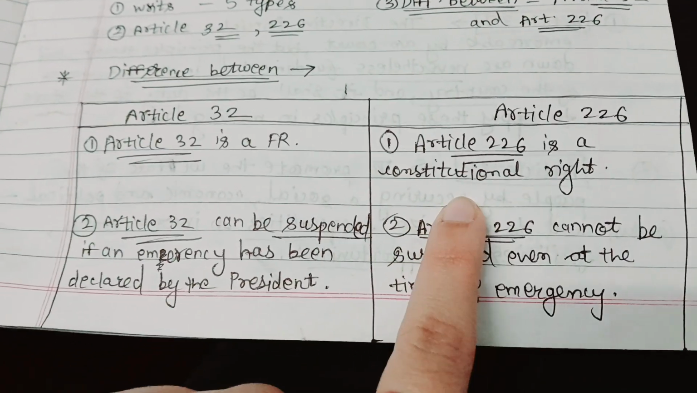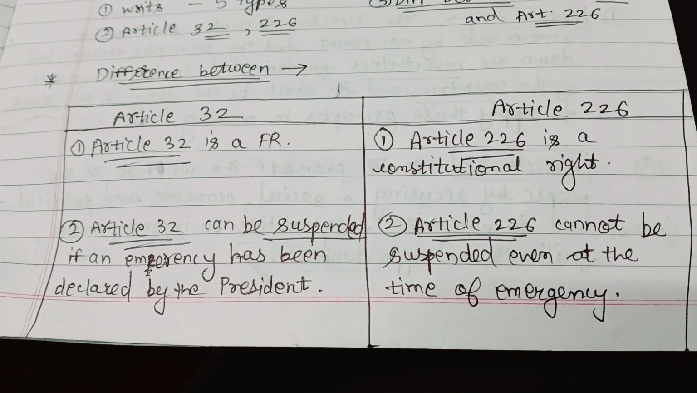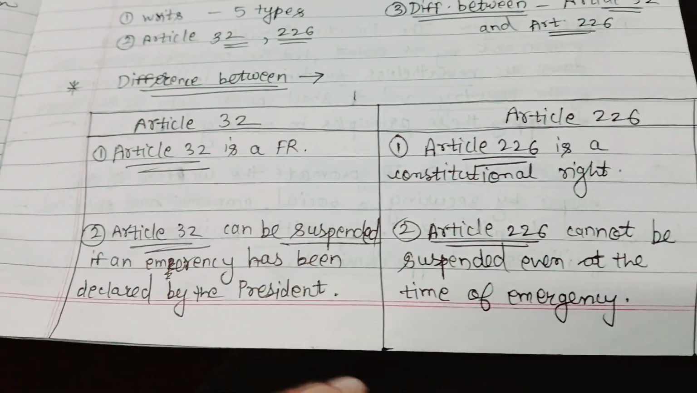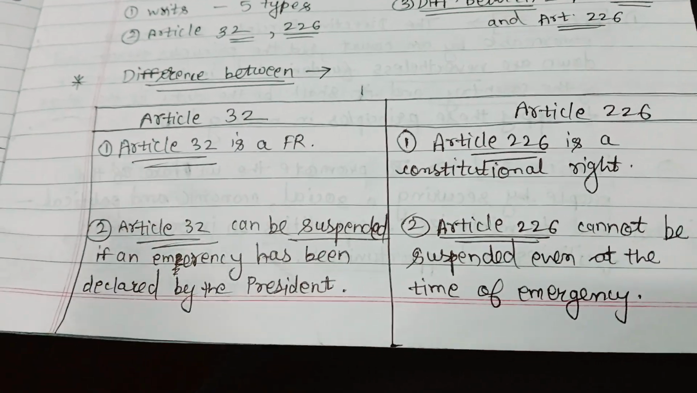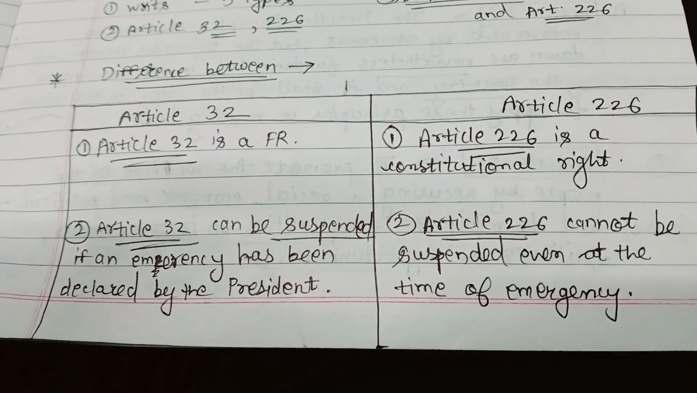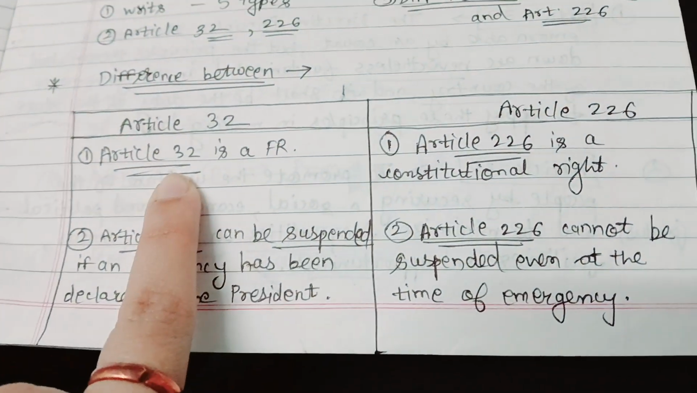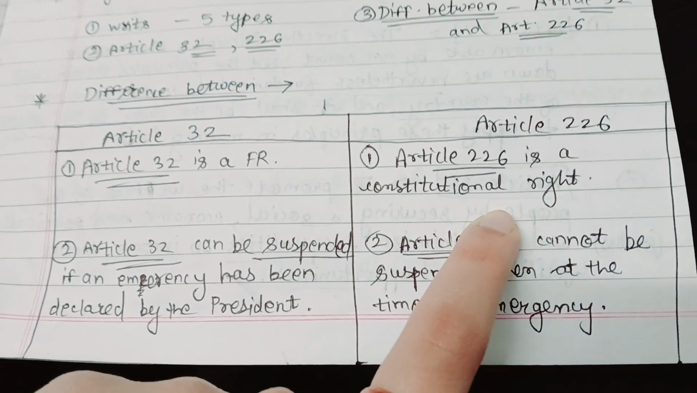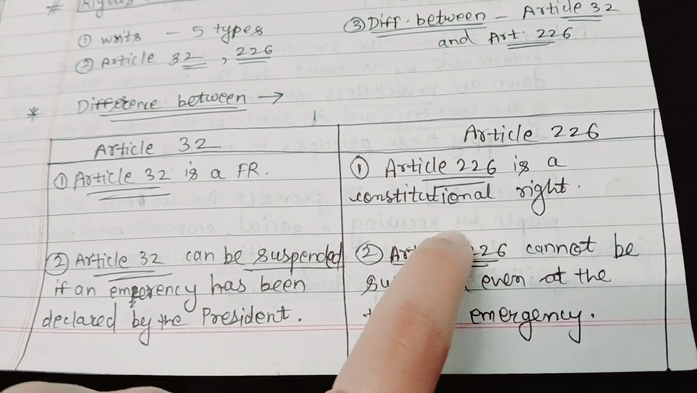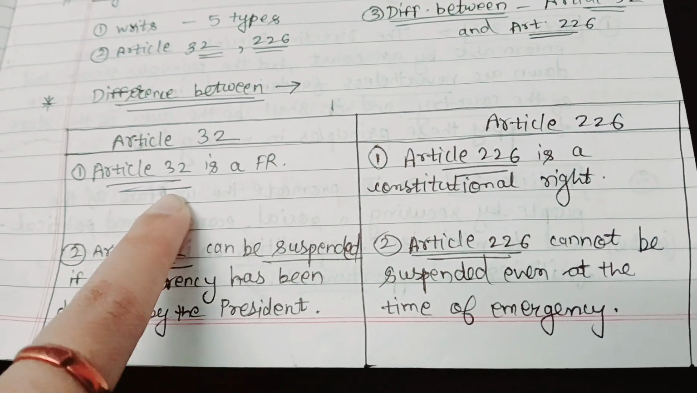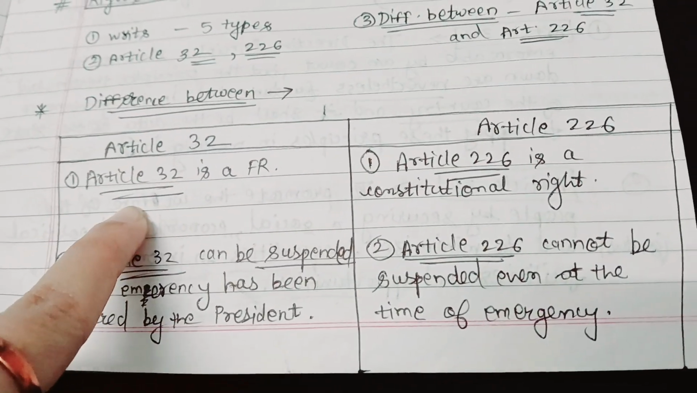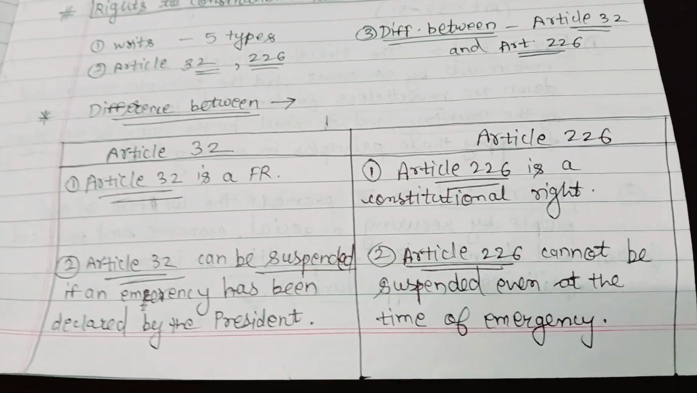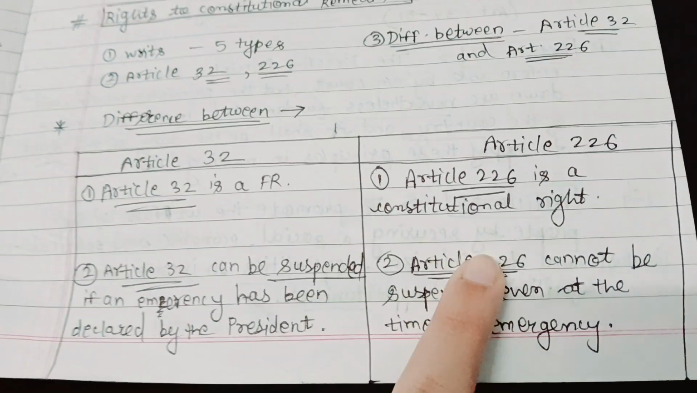Constitutional right means the right or the freedom that people have under the constitution. Now, those rights which are not in Part 3 of the constitution — in Part 3, what do we see? Fundamental rights. So those which are not fundamental rights are constitutional rights, and those which are in Part 3 are fundamental rights. So 32 is a fundamental right, 226 is a constitutional right.